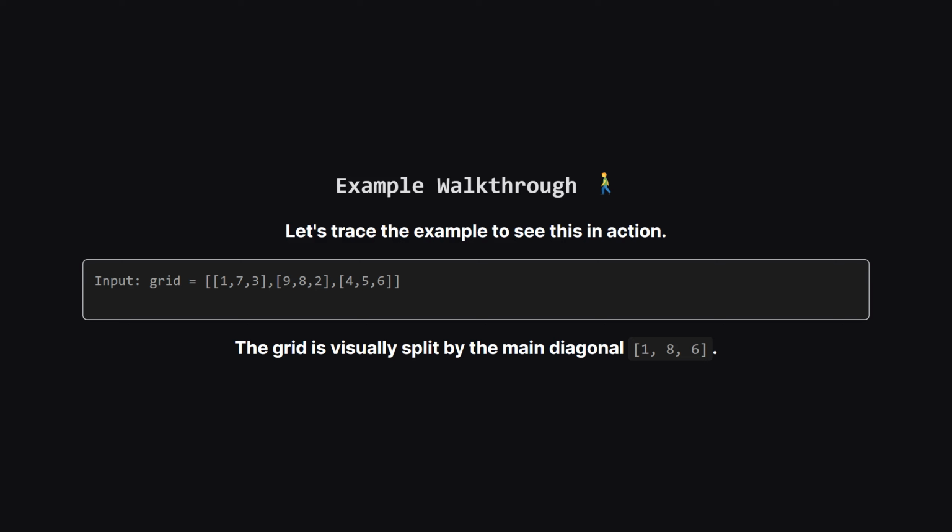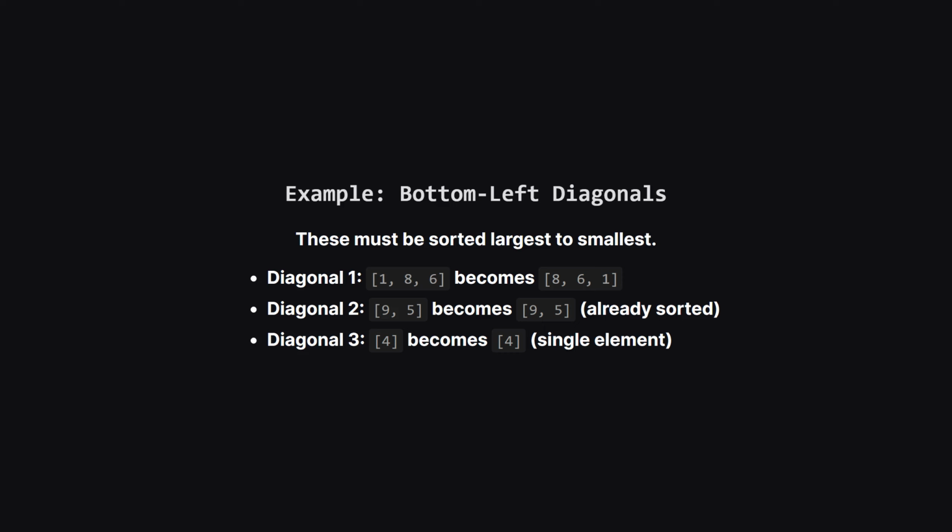Okay, let's walk through the example from the problem description. We have this 3x3 grid. The first step is to see that main diagonal, which contains the numbers 1, 8, and 6. This diagonal is our dividing line. First, let's handle the bottom left part. The main diagonal itself has 1, 8, and 6. Sorting that from largest to smallest gives us 8, 6, 1. The next diagonal down has 9 and 5, which is already sorted correctly. And the last one just has a single 4.